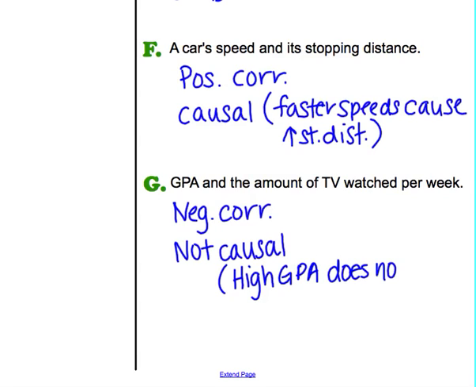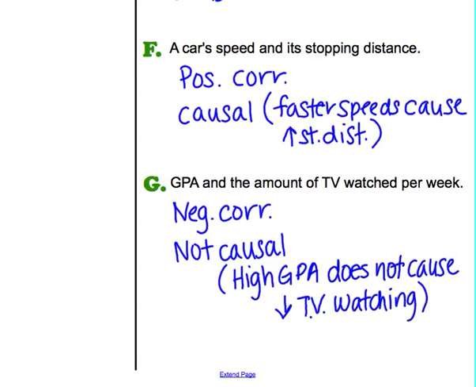Because it's more of what would be causal is an increase in studying time causes an increased GPA, and an increased study time conversely causes a decrease, or inversely causes a decrease in TV watching. So that is a case where the correlation does not imply causation because there is a third variable that is causing that to be the case.